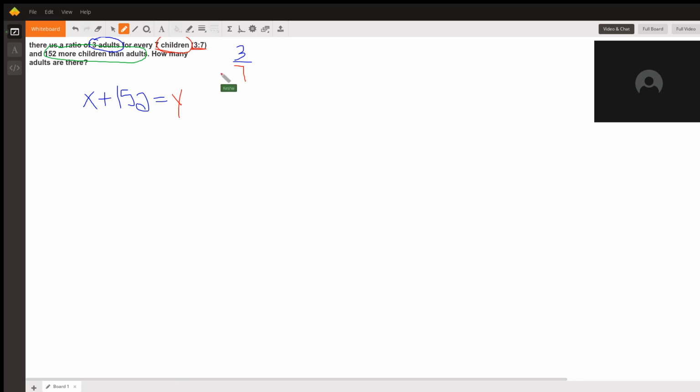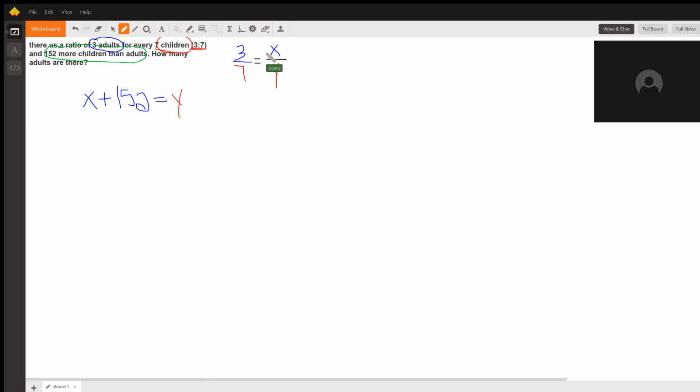So X is adults, Y is children. We're going to stick with the color scheme here. Once you know how to do that, you can set up a proportion. If we set up a proportion, adults is on the top. So we said X is adults, and then children is on the bottom, which is Y.